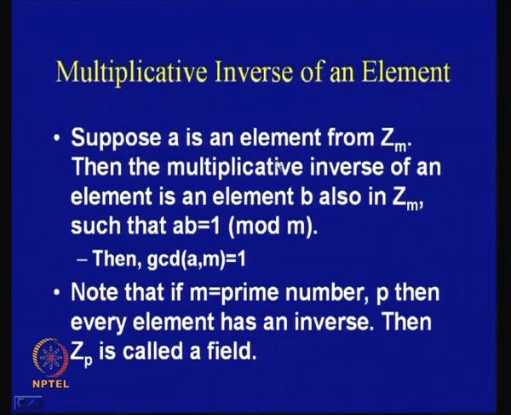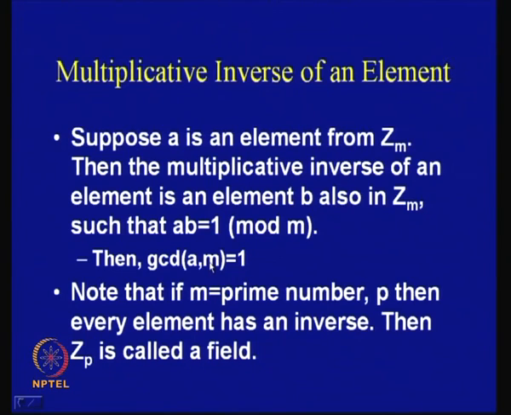It's a kind of recapitulation of what we have seen in the last day's class: suppose A is an element from Zm, then the multiplicative inverse of A is an element B, also in Zm, such that AB is equal to 1 modulo M, of course. Then it needs to satisfy the property that GCD of A comma M is equal to 1, okay. Note that if M is a prime number P, then every element has an inverse, because GCD of that number and P will of course be 1. So ZP in that case is called a field, because every number has a multiplicative inverse.